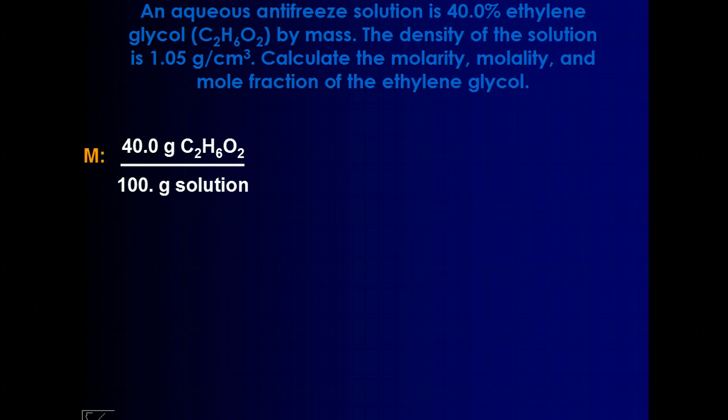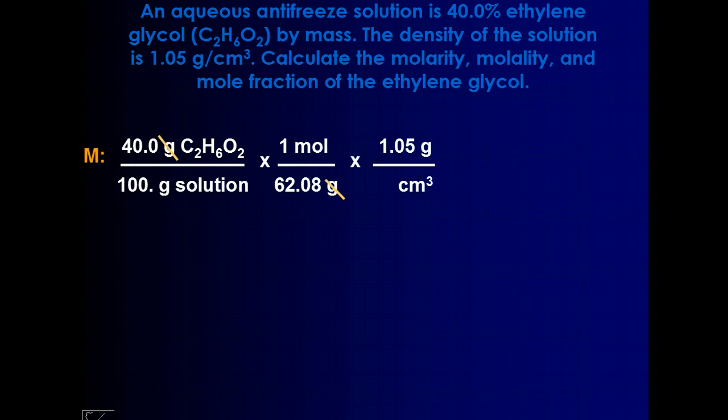So molarity again is moles of solute per liters of solution. So the 40% concentration gives us the mass of that solute per the mass of the solution. To get to moles, we're going to need to convert grams to moles. And to get to volume, we're going to need to use our density because that will relate mass to volume. So if you calculate the molar mass of ethylene glycol, you'll get that it's around 62.08 grams. That takes care of the numerator. That gets us to moles of solute.